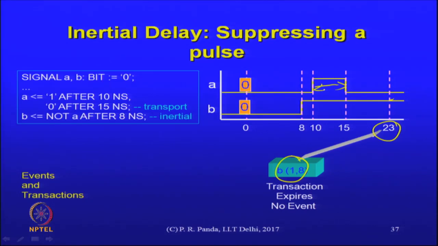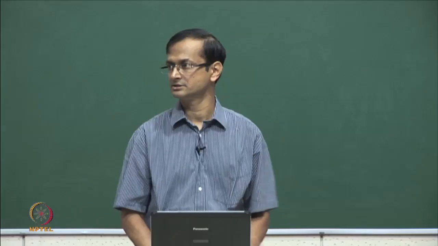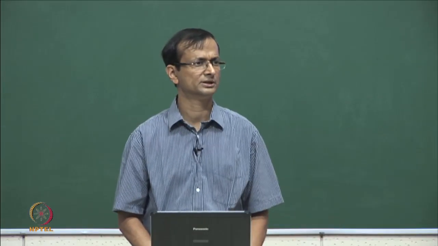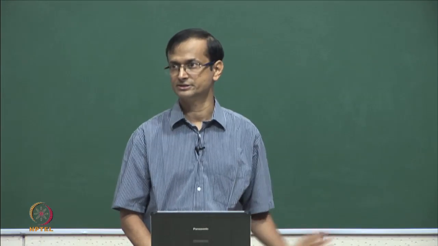So, that is the simple mechanism the simulator uses to handle inertial delay, which is that if a new value is scheduled on a signal for which a transaction is already posted in the event queue, then we just cancel the old transaction and we enter the new transaction. Any questions on how this is handled? This is a simple and elegant way to handle the inertial delay, certainly.